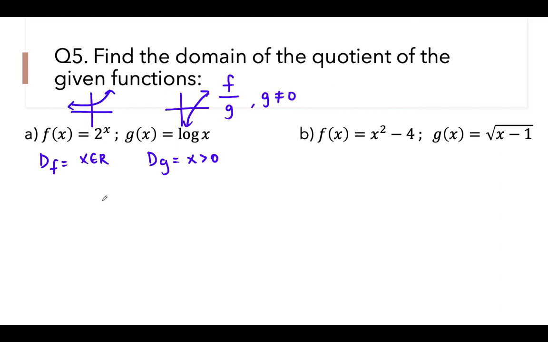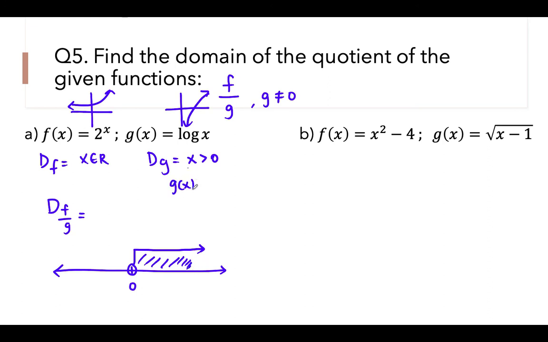Okay, so you should have a visual representation when you're doing domain. So therefore, the domain of f divided by g, where do they overlap? First, let's do a number chart. For the first one, it could be any number, but for the second one, it has to be greater than 0. So it will overlap here. We don't want g of x equal to 0. That means, because log of 1 is equal to 0, right? Logarithm of 1 is 0. So x cannot be equal to 1.